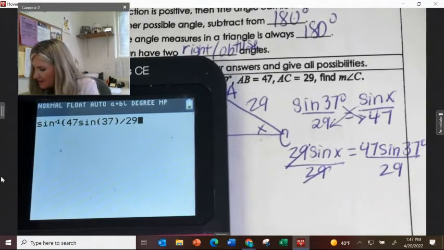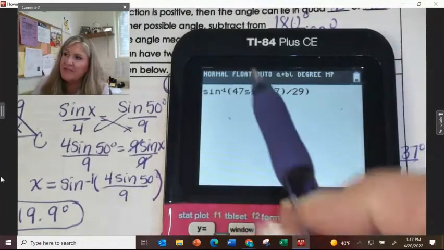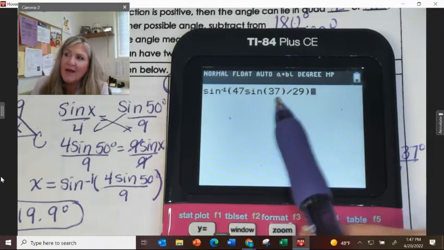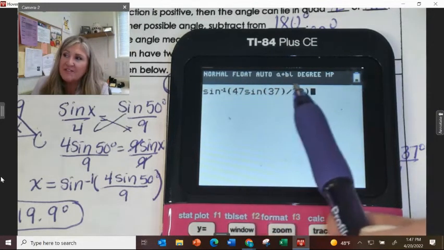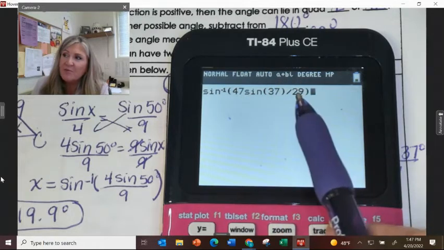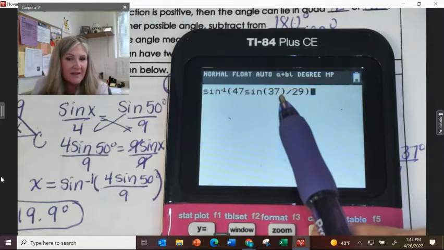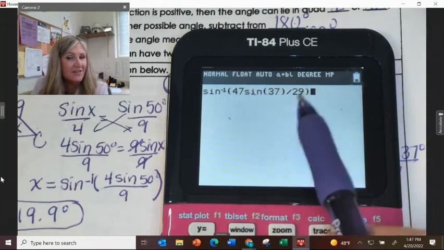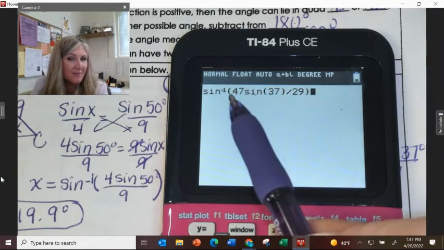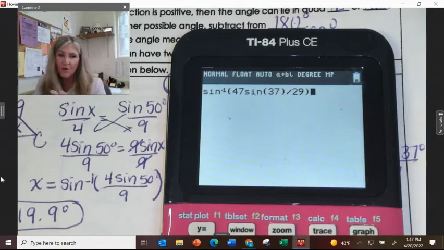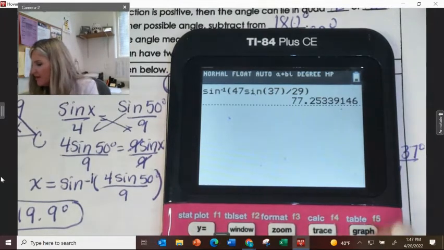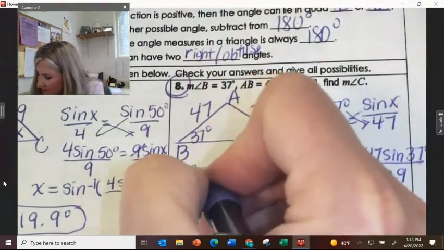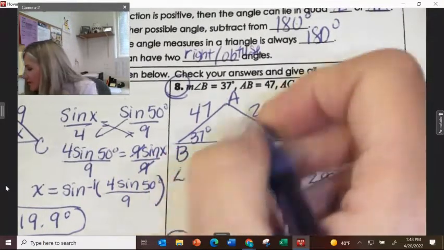Divided by 29. Okay, I need to talk about those parentheses there for a minute. I started to close the parenthesis here, but that would be incorrect because I want to do the inverse sine of this whole thing. Do you understand why it's important to put the parenthesis there and not here? Because then it's going to do the inverse sine of just this, get that answer, and then divide it by 29. So that parenthesis to close that has to go at the end. Or you can do it in two steps like we did before. All right, regardless, we get 77.3 degrees. So angle C is about 77.3 degrees.